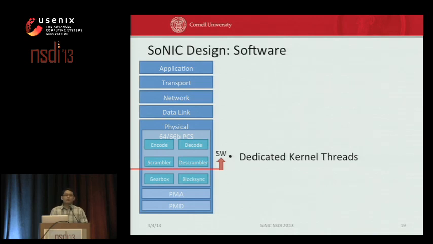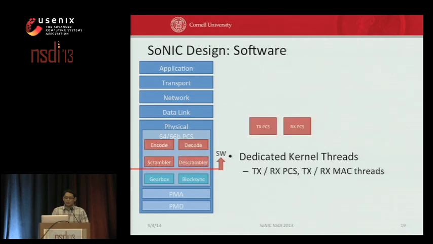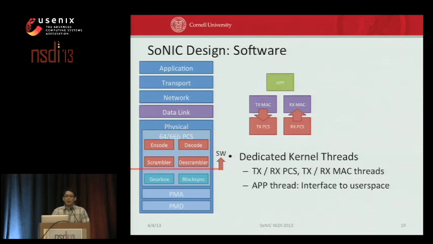Then, in order to implement the software components of SoNIC, we are using a lot of dedicated kernel threads, and they are pinned to their own individual CPU cores to utilize the CPU at maximum speed. In particular, we are using 2 threads to implement the physical coding sublayer, and 2 kernel threads to implement the data link layer. Then we pipeline them together to implement the transmit path and the receive path. Not only that, but we also have an app thread, which is a specialized thread serving as an interface between kernel space and user space, and it can be used for customized functionality that the user requires.